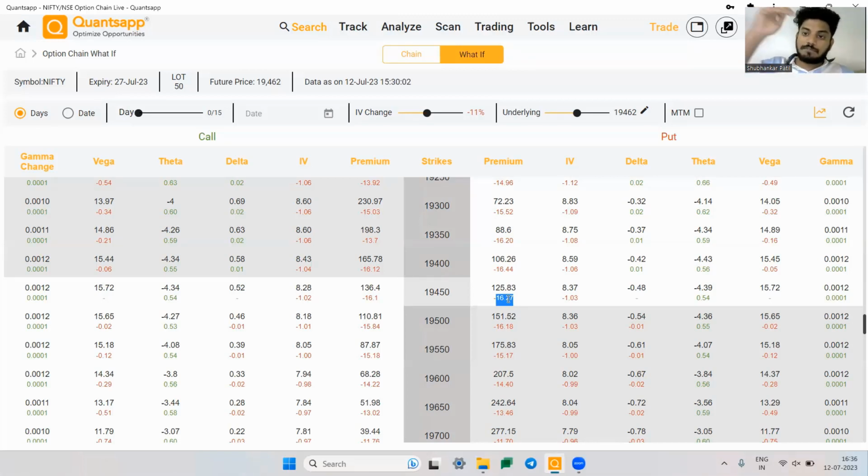The second trade is wherever the IVs are at the top. From there, the call premium might collapse because of the fall in IV, and the put premium might also collapse because of the fall in IV. So we got two easy trades over here.